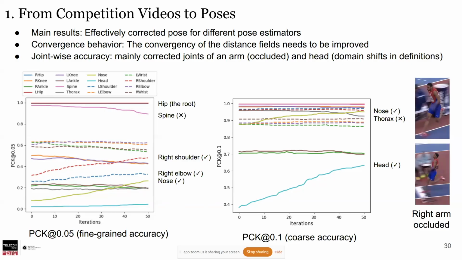And those that increased a lot are actually about the right arm. This is because those arms are frequently occluded, as we see from the right figure. So they are predicted badly by those pose estimators, but in our case, we improved them. And also the nose, because the definitions of the nose in different methods have some domain shifts, so we also improved this quite well.